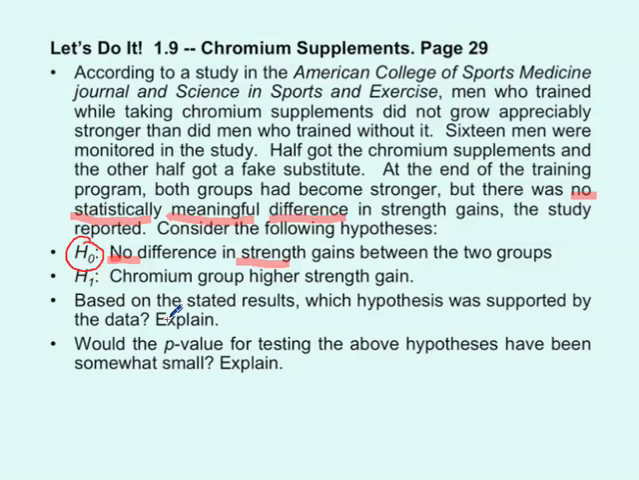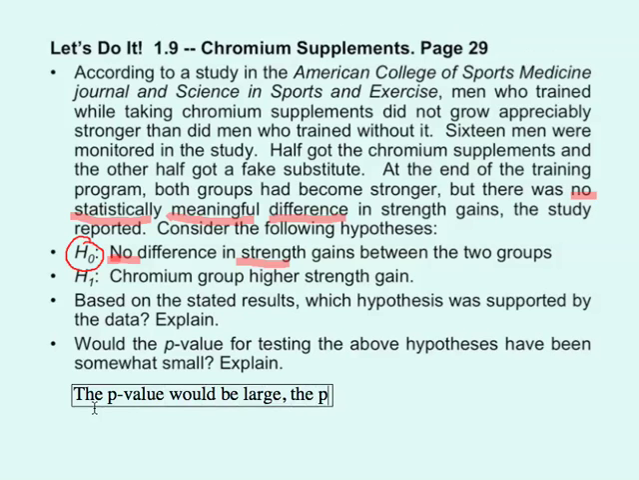Would the p-value for the testing of the above hypotheses have been somewhat small? Okay. Well, what can we say here? All right. Well, let me get the font down to a reasonable size here for you. Hopefully, from what we just discussed, you see that the p-value would be large. Excuse me, I said small. I say large. Why would it be large? Well, the p-value would be large because the data was not statistically significant, which means the p-value had to be larger than alpha.